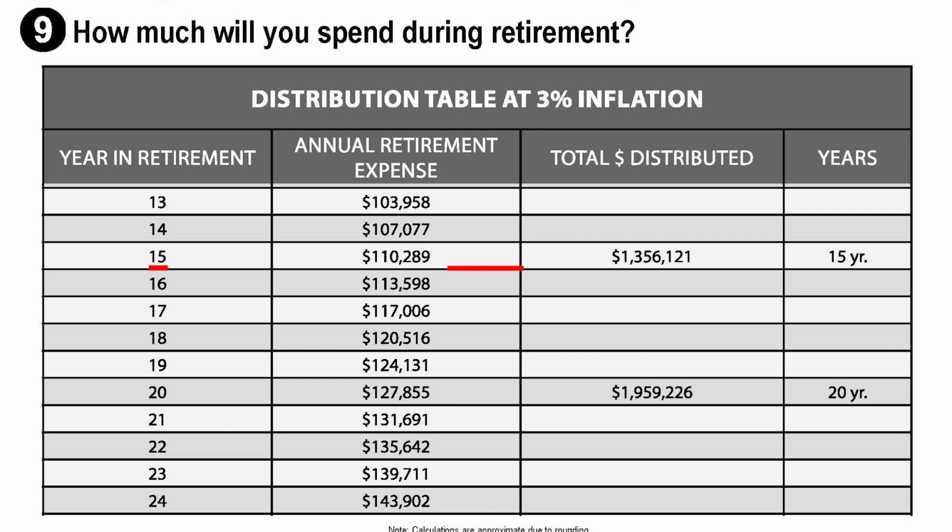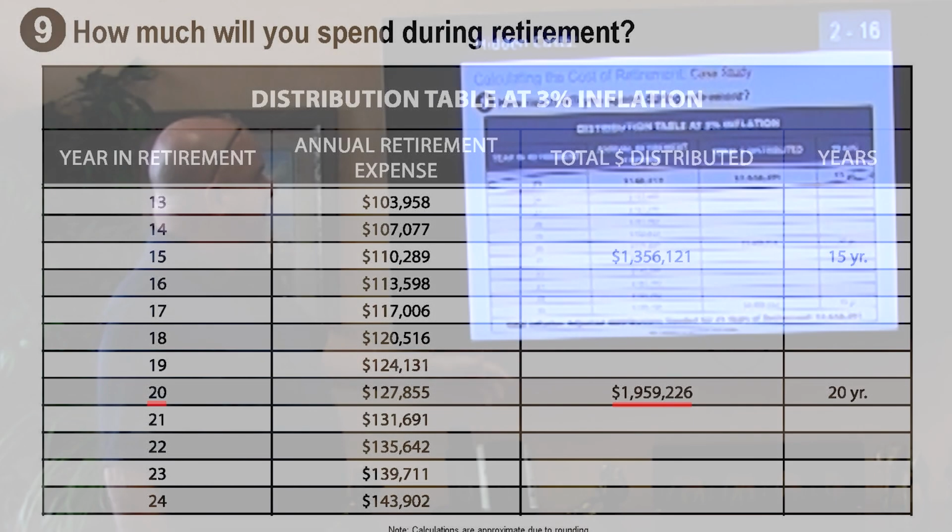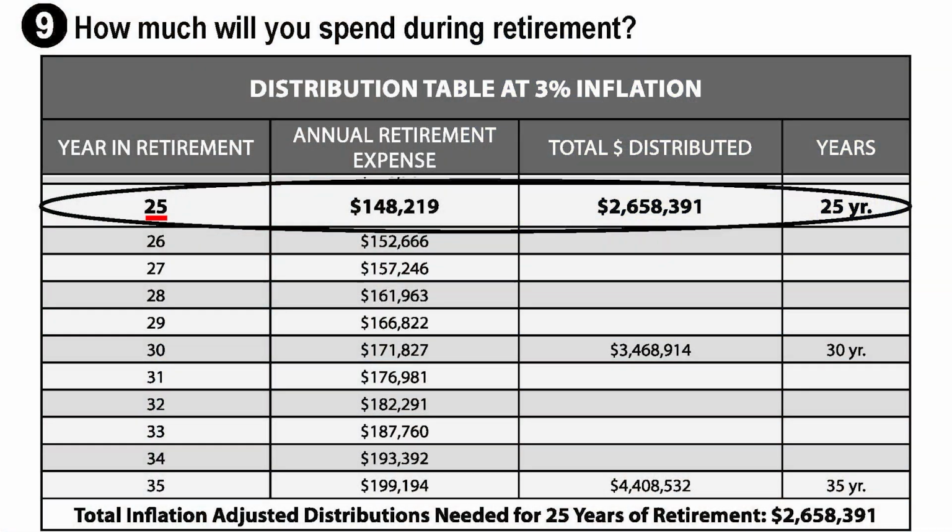15 years, they've spent 1.3, 20 years, 1.9, and there's the magic, 25 years. They're pulling out $148,000 a year to live that 80% lifestyle, and during that 25 years of retirement, they spent $2.6 million. What do y'all think about that? This is usually when people go, oh, crap, I'm never going to be able to retire.